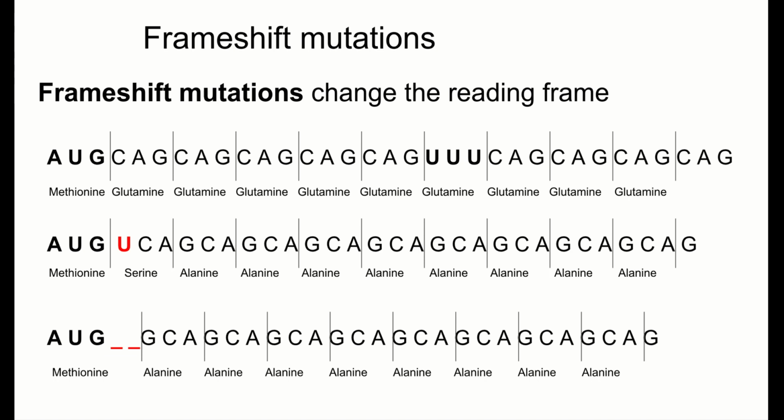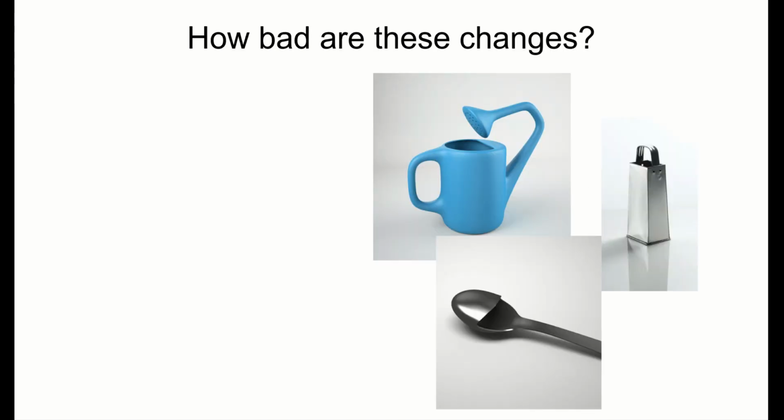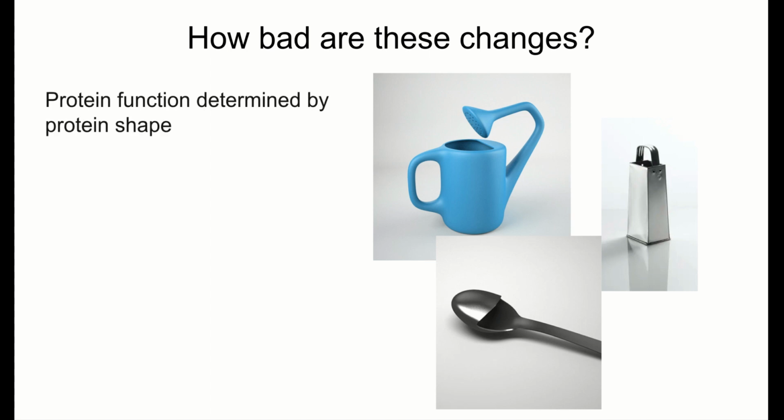So how bad are these changes? Well, let's talk about a protein and its function. A protein's function is determined entirely by its shape, just like a tool. So think about a tool like a cheese grater or a watering can. If the shape of the watering can were changed very slightly so that the spout pointed back into the can, it's a very slight change, but think about its function. It wouldn't work at all. You can't water plants with that watering can.